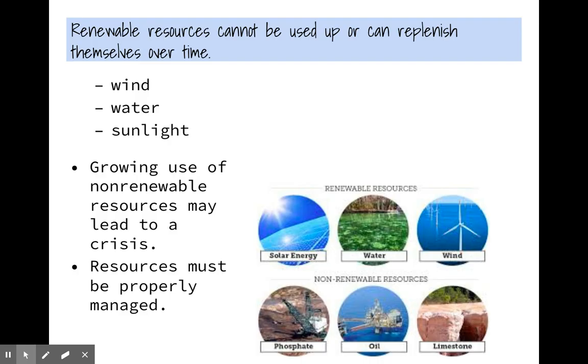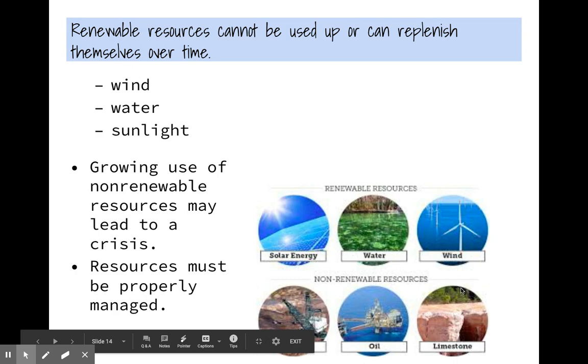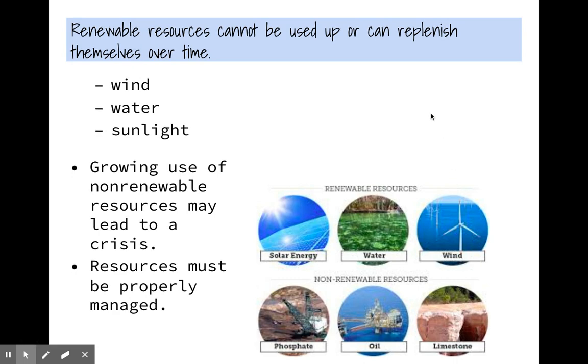The growing use of non-renewable resources may lead to a crisis, so our resources must be properly managed. We don't want a population so high that we end up using up all of our water, so that there wouldn't be enough water continuously made. We want to make sure that we start having more water conservation and so forth. Let's go ahead and look. These are our renewable resources. We're starting to invest more into solar energy, as well as water and wind. And our non-renewable resources here, we have oil, limestone, and phosphates, as we've seen here.